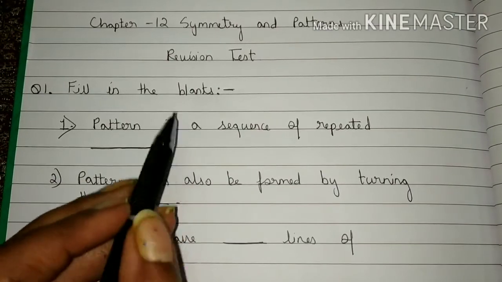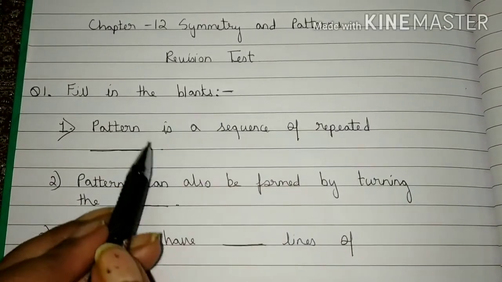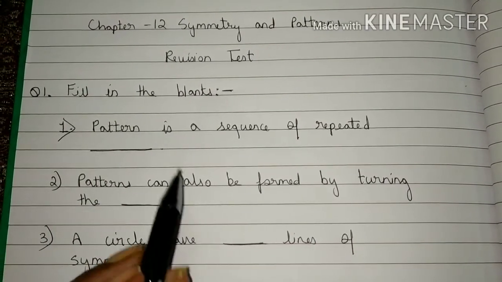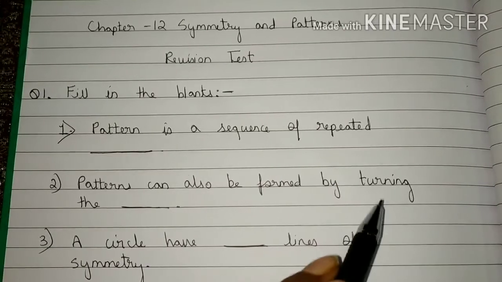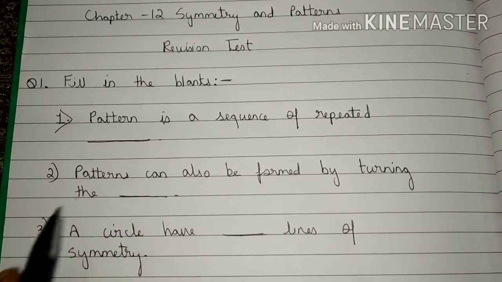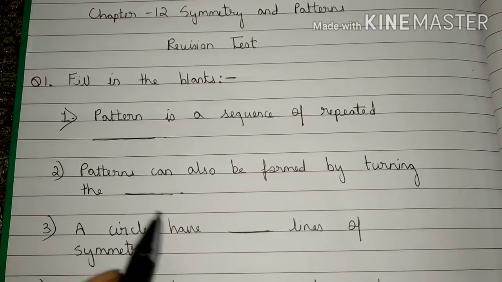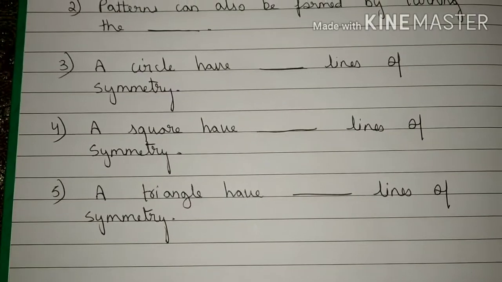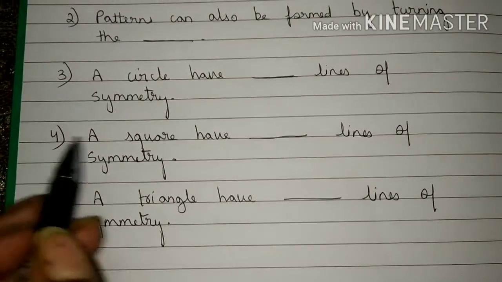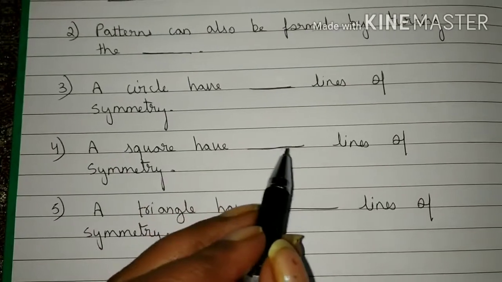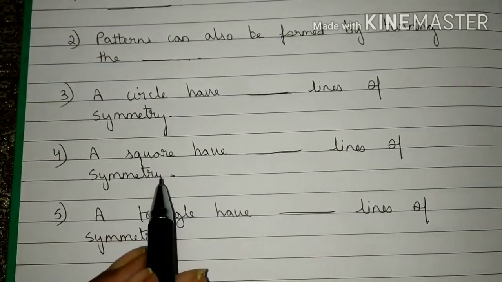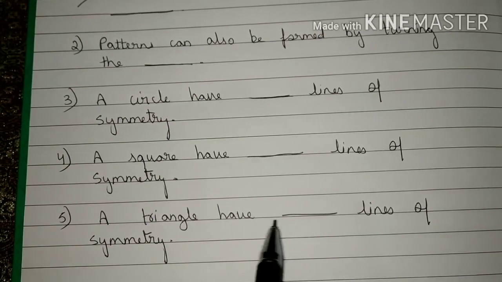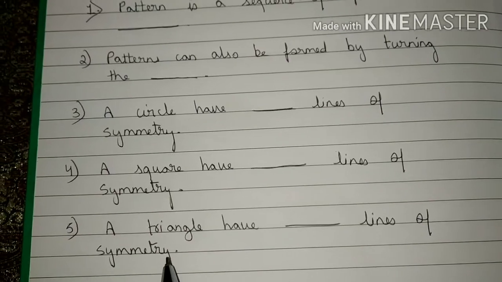Pattern is a sequence of repeated dash. Second, patterns can also be formed by turning the dash. Third, a circle has dash lines of symmetry. Fourth, a square has dash lines of symmetry. Fifth, a triangle has dash lines of symmetry.